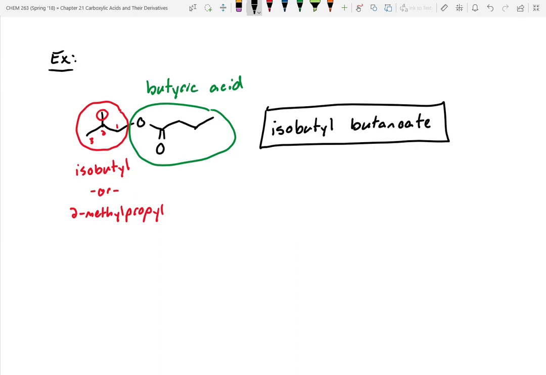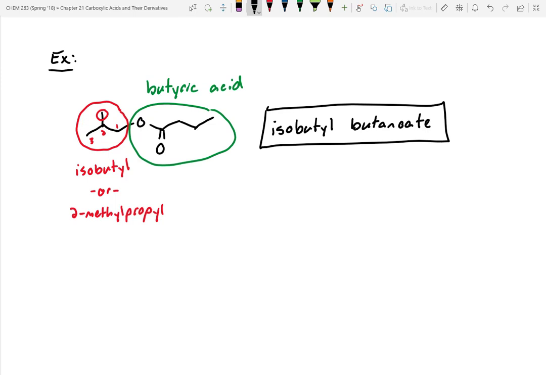A little dumb, but does iso basically mean branch off? Iso just means a branch off the very end. Yeah. That's one easy way to remember isopropyl and isobutyl is they both have that like chicken foot off the very end with two toes.